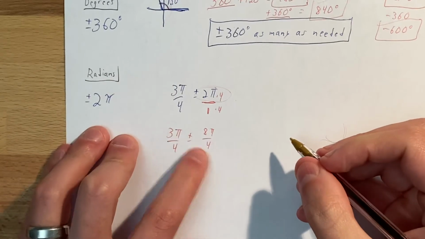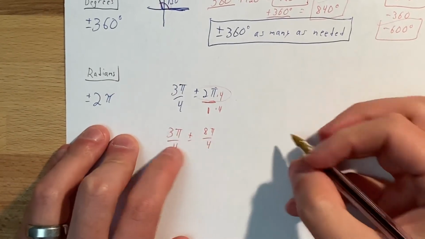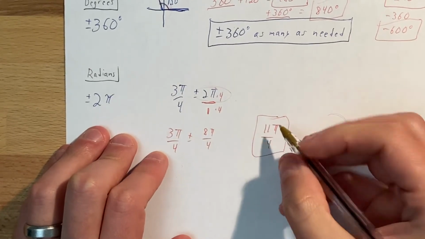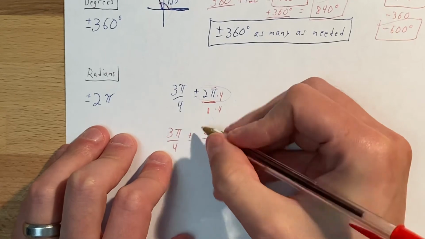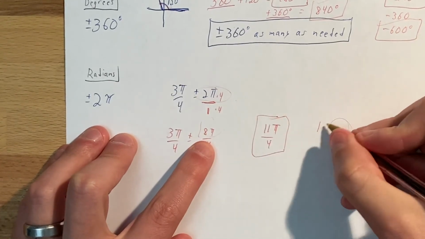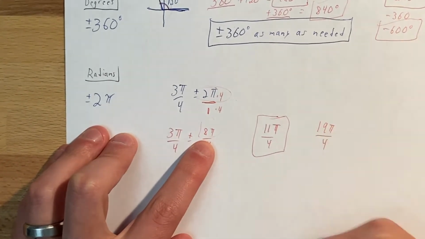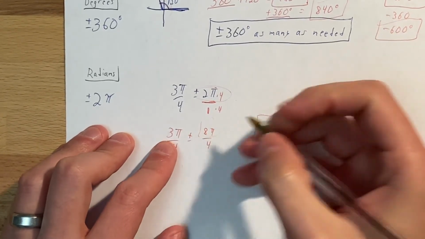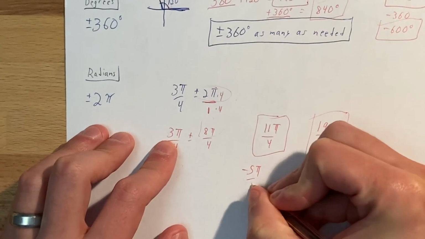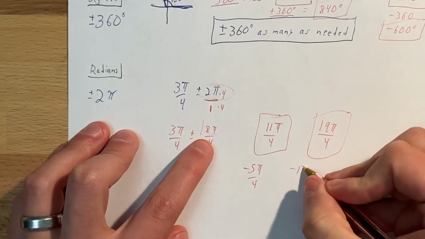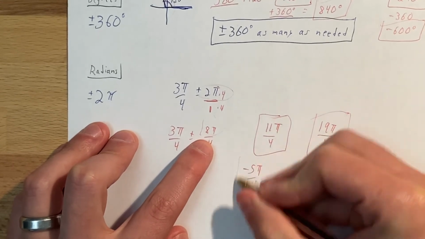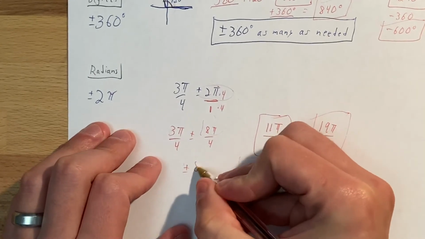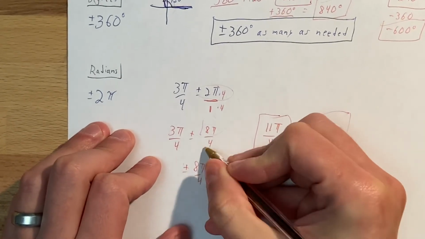And then you can do this pretty easy peasy. 3 plus 8 is 11, so 11 pi over 4 is a coterminal angle. If I wanted to add it again, I would just keep adding this 8. I could add 8 again to make 19 pi over 4. Those would be coterminal. I could be subtracting 8. 3 minus 8 is negative 5, so negative 5 pi over 4. I could subtract 8 again to get negative 13 pi over 4. As many times as needed, you can add or subtract 8 pi over 4. Because that's what it is once converted.